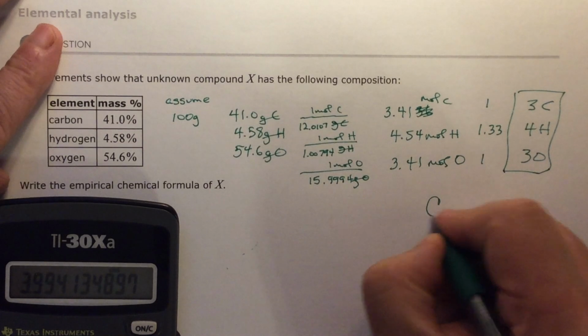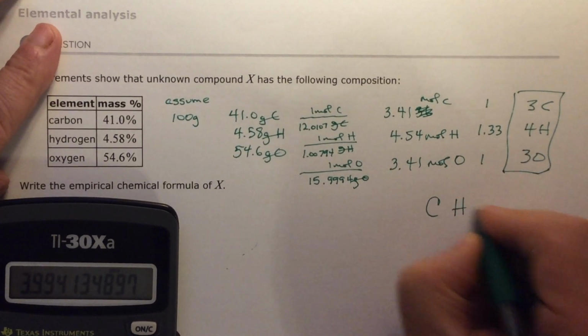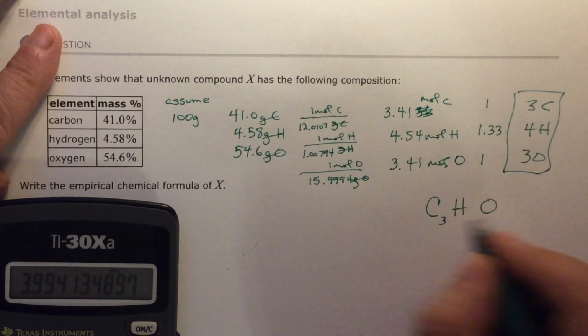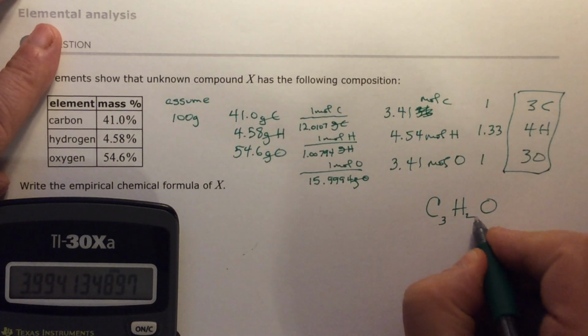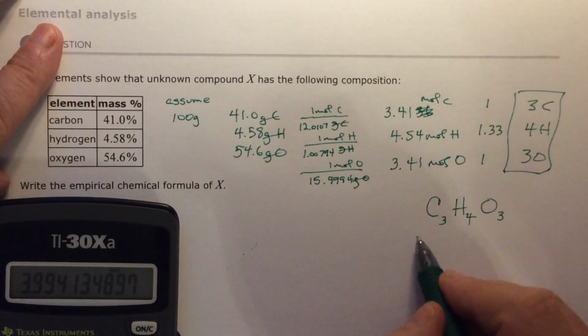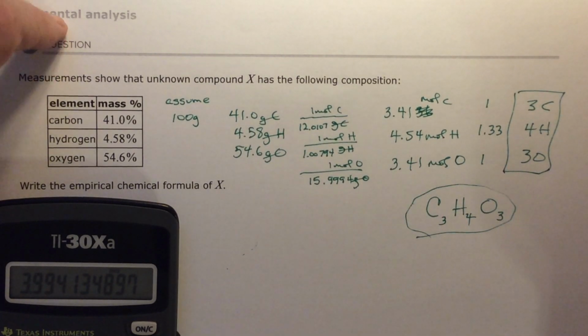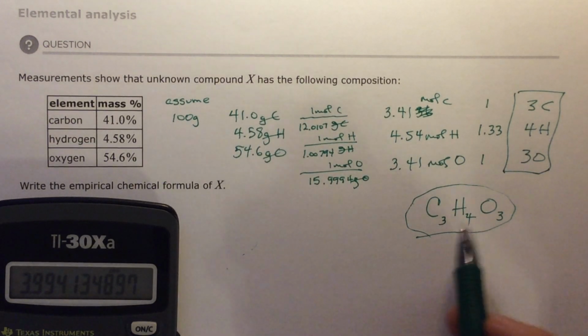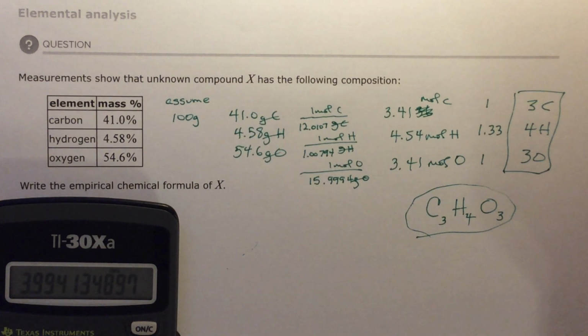So I'm going to put them in order, C, H, O, and I'm going to put the subscripts under them exactly as I see it. 3 carbons, 4 hydrogens, 3 oxygens. This is called the empirical formula, and it's the whole ratios, it's the ratio formula, 3 to 4 to 3.